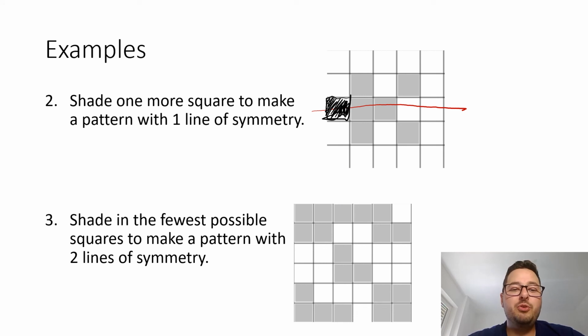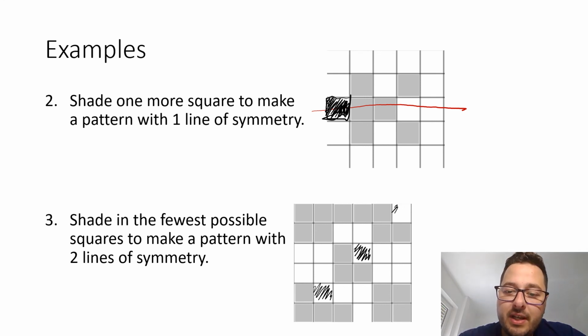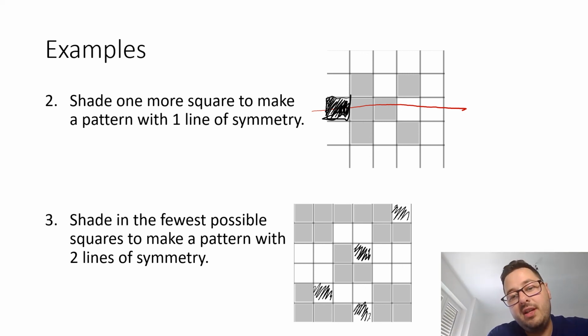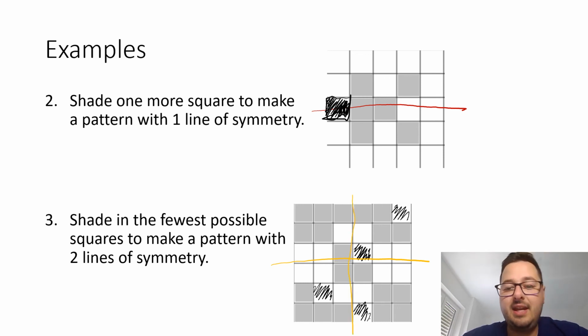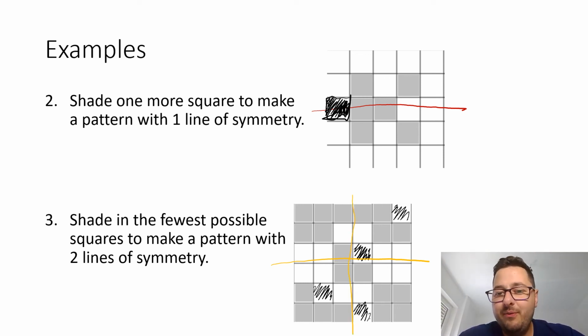Shade in the fewest possible squares to make a pattern with 2 lines of symmetry. Now then, the fewest I can get is 4, but if anyone can get fewer than that, please let me know in the comments. But the 4 I can get are 1, 2, 3, and 4. And that will give me a pattern with 2 lines of symmetry. So that gives me one there and one there. Okay, so if anyone can do that in fewer than 4, let me know. But otherwise, that's what I reckon.